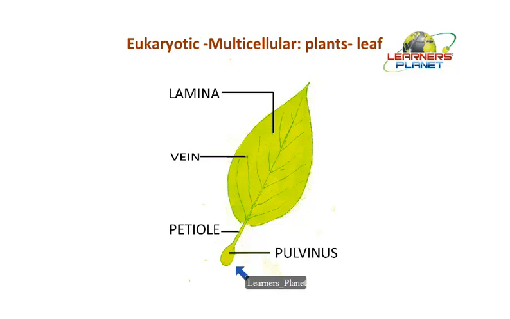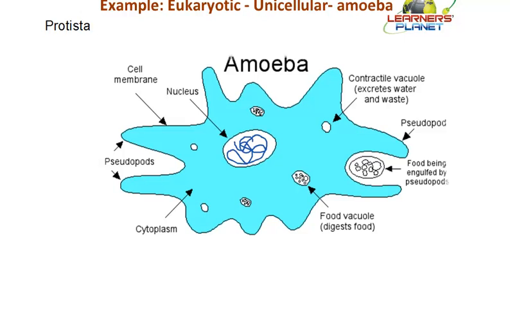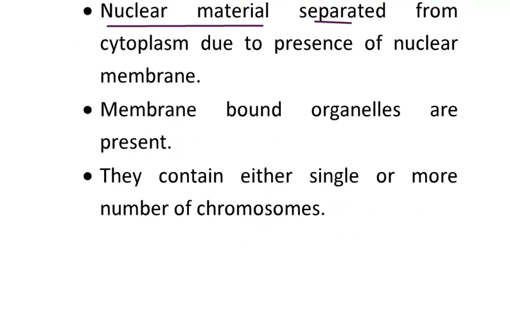So the diagram shown here is at the organ level, but it is multicellular because it is made up of so many cells. Now let us understand the basic characteristics of eukaryotic cells or eukaryotic organisms. The first point to be understood is that the nuclear material is separated. Separated from what? Separated from the cytoplasm. As we have studied in the case of prokaryotes, nuclear material was present, but it was not separated from the cytoplasm. Why so? Because the nuclear membrane or boundary was absent there.